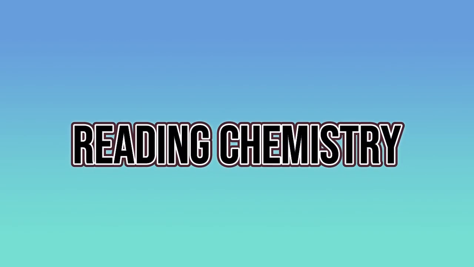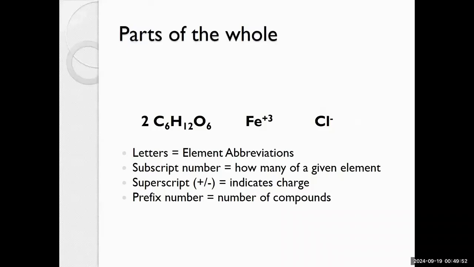As we move forward and build upon our understanding of chemistry, let's talk about how we read a chemical reaction. We need to break things down. All the letters are element abbreviations. Some of these are single letters, such as the C for carbon. Some of these are two letters, Fe for iron. The Fe is actually short for ferrum, the Latin name for iron.